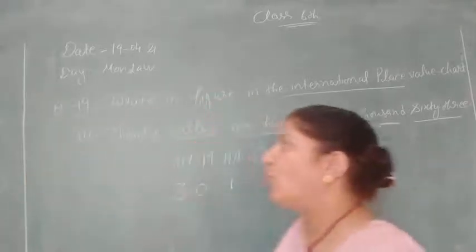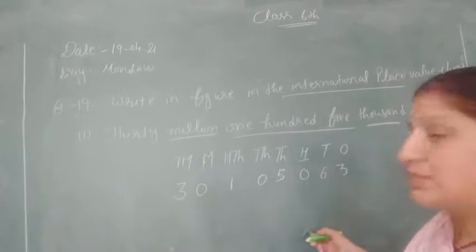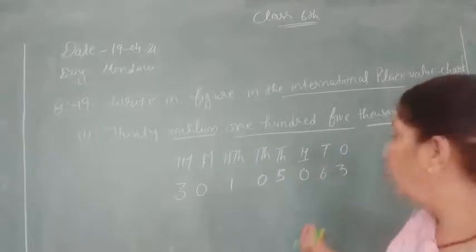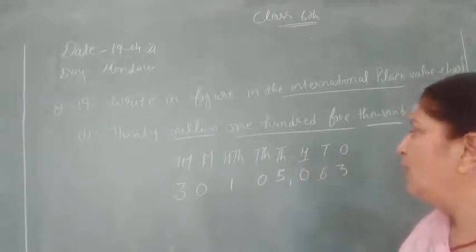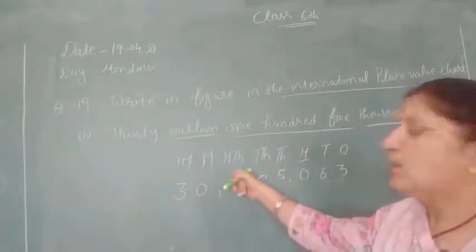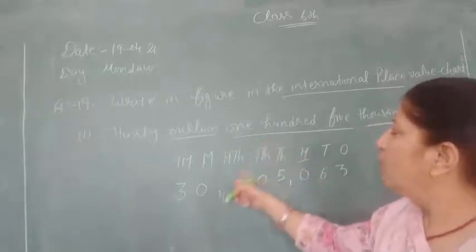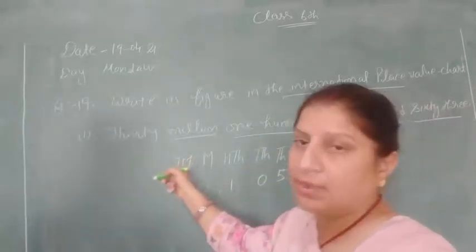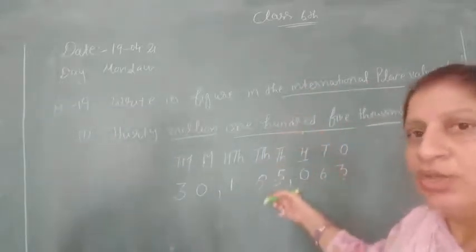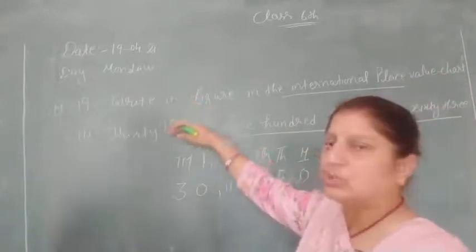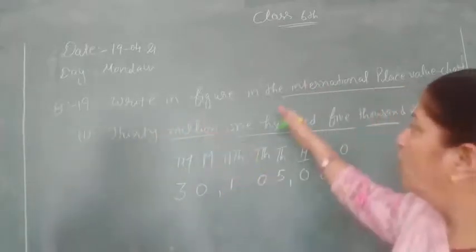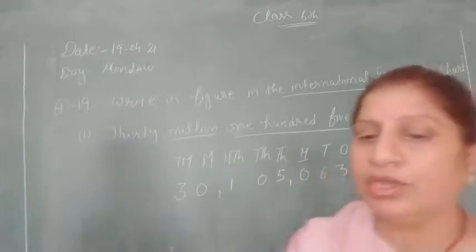Now you have to put commas according to the international system. Here you see that ones, tens, hundreds belong to the ones period, so we put a comma here. Now 1000, 10,000 and 100,000 belong to the thousands period, so we put a comma here. And now million and 10 million belong to the next one. Now you have to do the rest of this question yourself, because all the questions related to question number 19 parts are of the same kind, so you have to do it yourself.